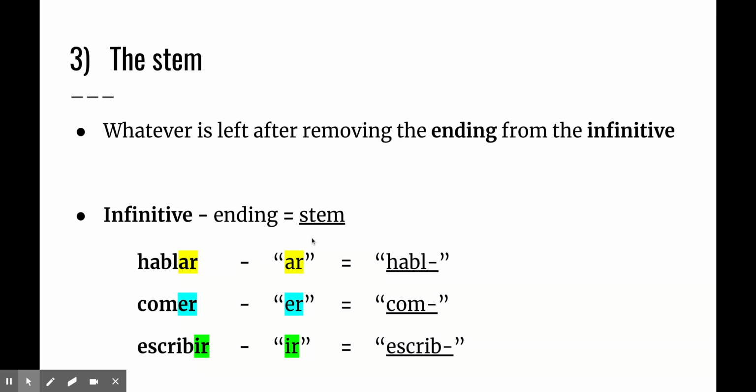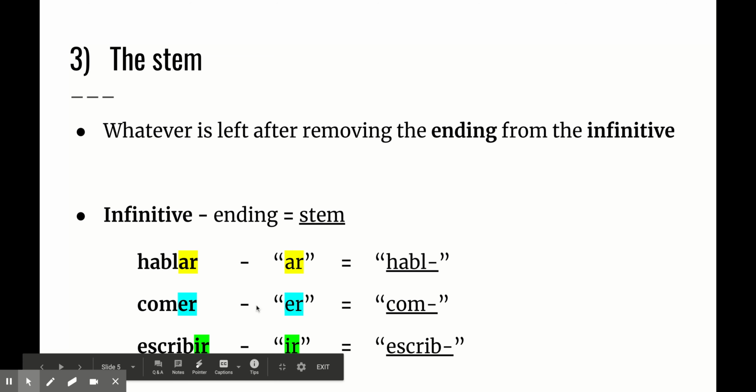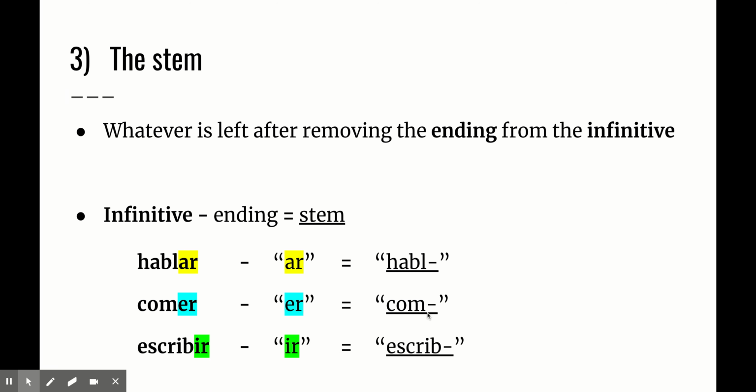For example, hablar. Same three verbs we're using, guys. Hablar means to speak, right? That's my infinitive. I know it's my infinitive because it ends with AR. So I'm going to take away the ending, which is that AR, and I'm left with the stem, habl. Okay? H-A-B-L. Comer. That's my infinitive. I'm going to take away the ending, the ER, and I'm left with my stem, com.